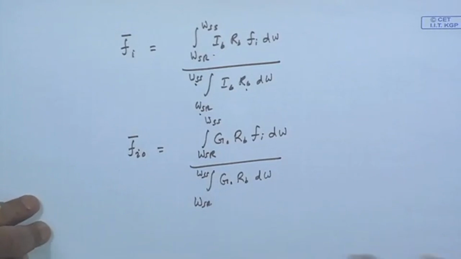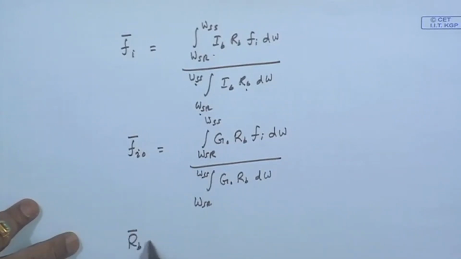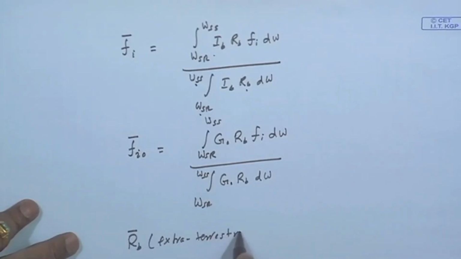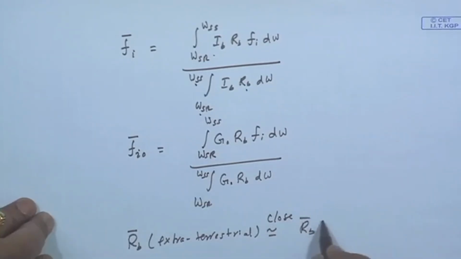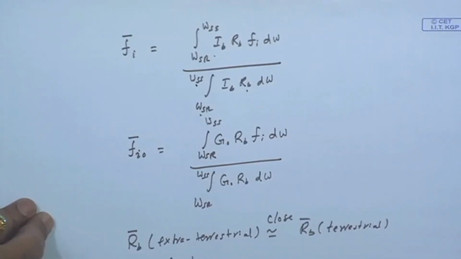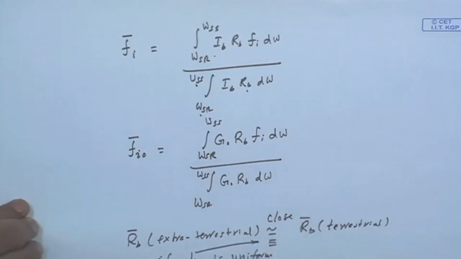And as we argued, why R_B bar extraterrestrial is reasonably close to R_B bar under terrestrial conditions, if simply K_T is uniform. In fact, it is identical if K_T is uniform, and approximately reasonably satisfied even if it is not.